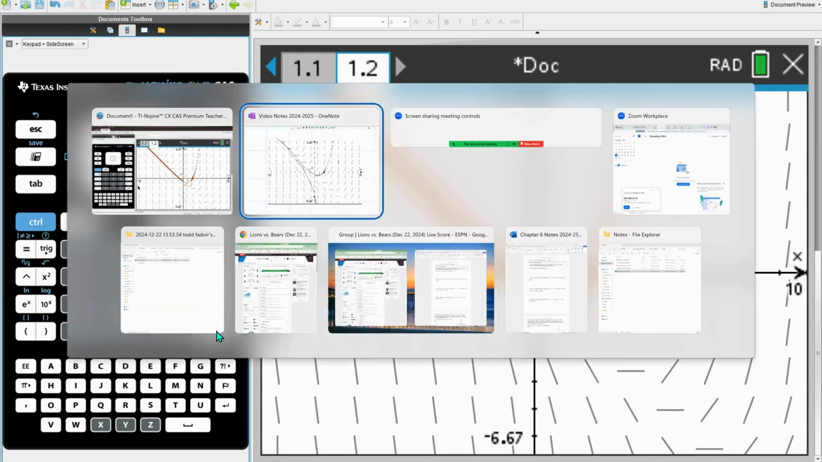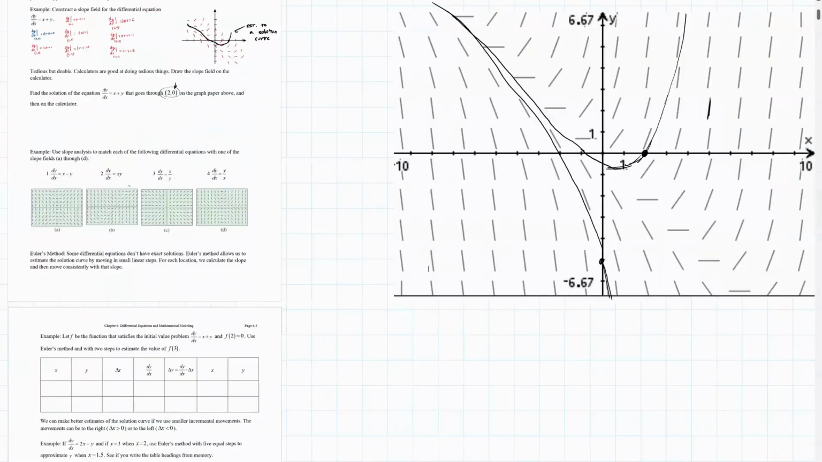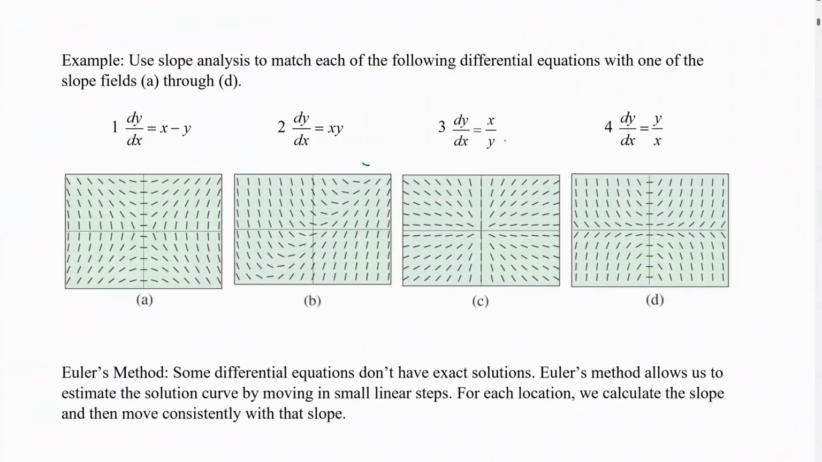All right. So, a very typical thing that the College Board will ask you to do is to kind of match up differential equations and their slope fields. So, for example, we might look at these 4 slope fields and these 4 differential equations and say which one matches with which. Okay. Now, how might you attack this problem? Well, here's a couple ideas.